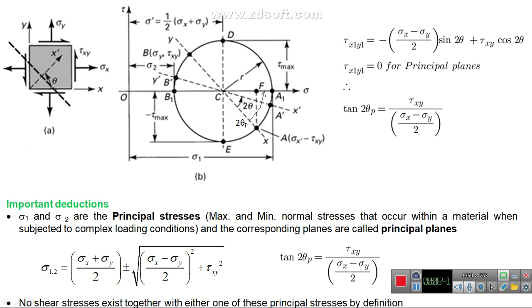Radius r, as we have seen, is the root of (sigma x minus sigma y divided by 2) whole squared plus tau xy squared. With these data, the Mohr's circle can be constructed. Sign convention needs to be followed for the construction. Tensile stresses are taken as positive and compressive stresses as negative.